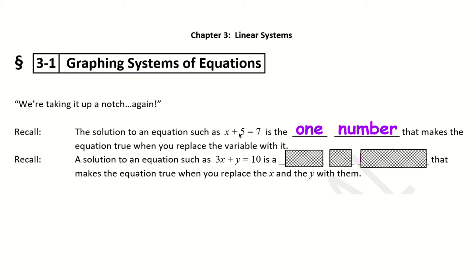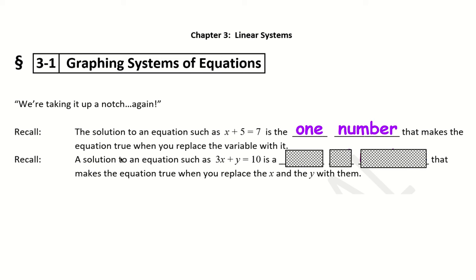And so it's only one number, and there's only one of them. There's only one solution to this equation. It only has one solution to it. 2 is the only number that makes this true. And then we talked about how you take that to the next level.